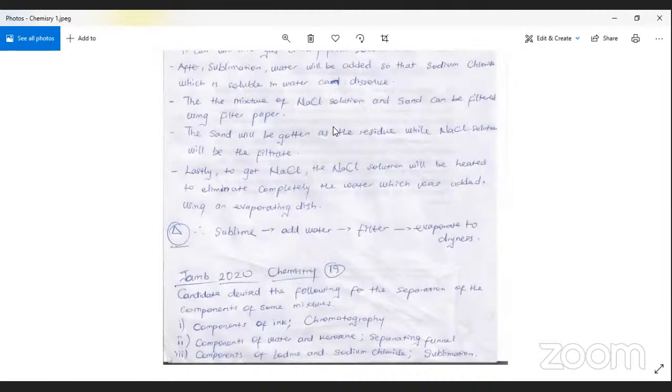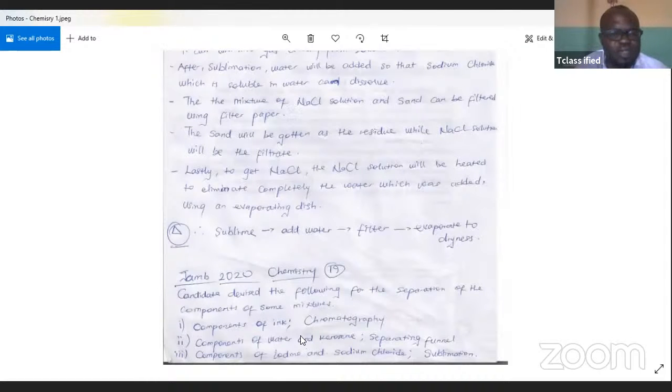What did you say about separating color? Chromatography. Good. That's how you separate anything that has color. It has to be via chromatography. What of water and kerosene?